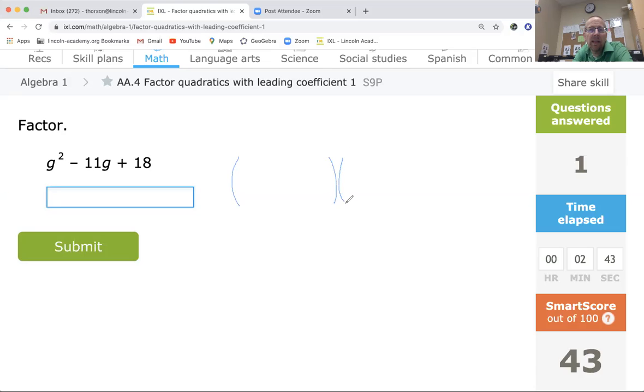We're multiplying together with the leading coefficient of g. And now you just need two numbers that multiply to give you 18, but add to negative 11. Okay, what'd you get? 2 and 9. Now be very careful when you say 2 and 9. Do you mean that they're both positive? No.